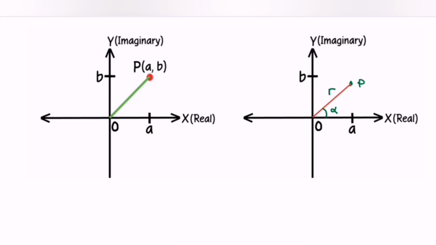Well, you can tell your friend two things. First, the distance of the point P from the origin, and second, the angle at which the length OP is placed from the positive side of the horizontal axis. This is another way to represent the point P. Your friend can plot the point P either with the units a and b, or with the length R and the angle alpha. This is what we call the polar representation.